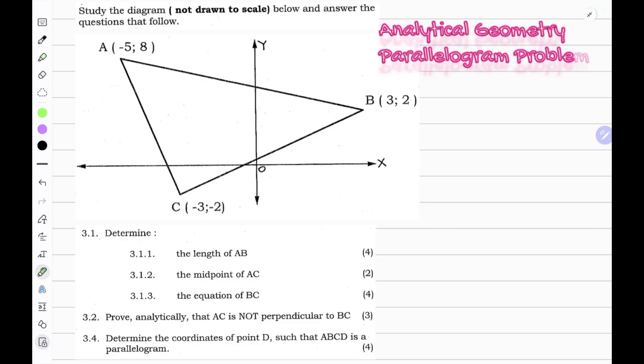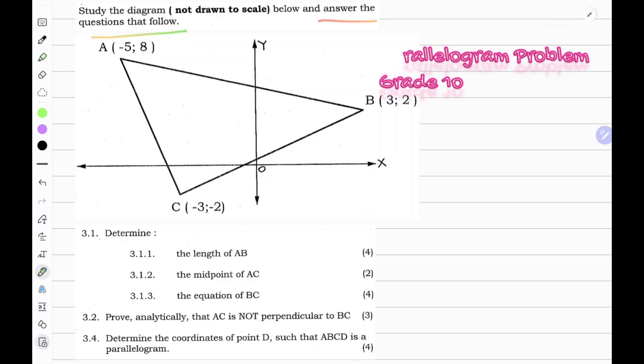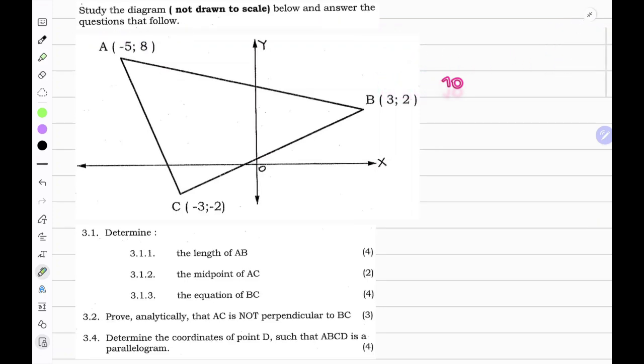So today we've got an analytical problem. Let's do it together. It says study the diagram. This diagram is not drawn to scale, and answer the questions that follow. So in the given problem we are presented with a triangle ABC, and we should bear in mind that this triangle is not drawn to scale.